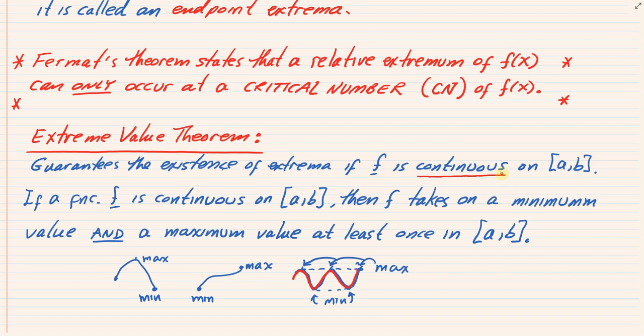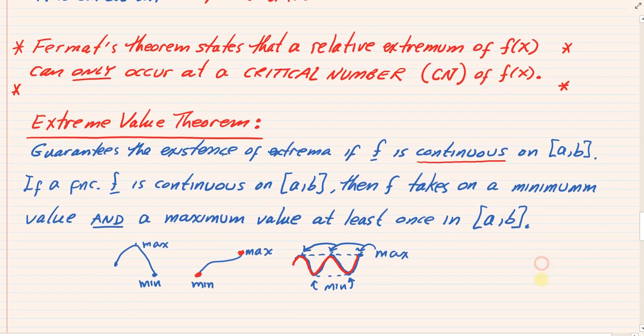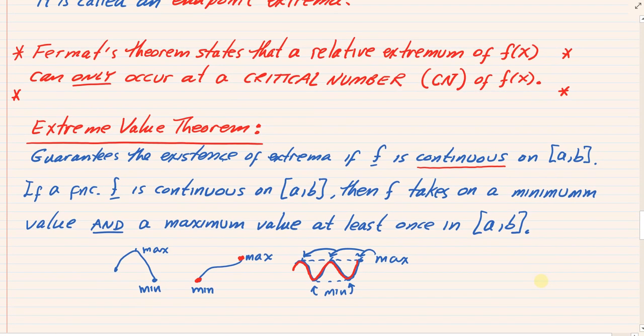So here I have three different graphs. All three of these are continuous functions, by the way. The first one, notice there's a max, there's a min, and I have closed interval for all of these. The middle one, closed interval from A to B, there is a minimum and there's a maximum. And the last one is a case where there's more than one min or max. The case for the extreme value theorem. And so there you have it.